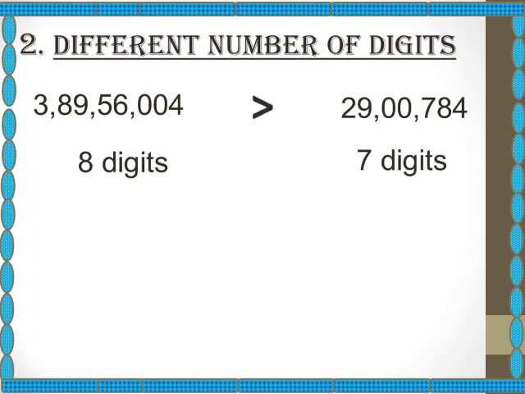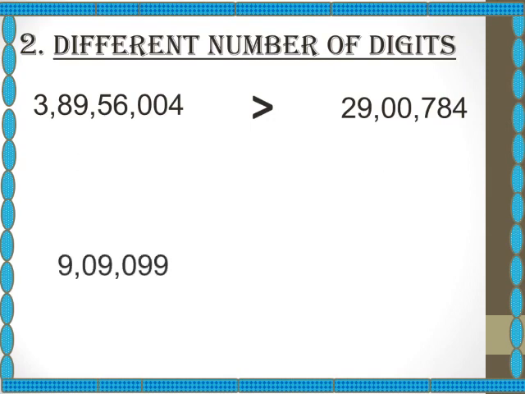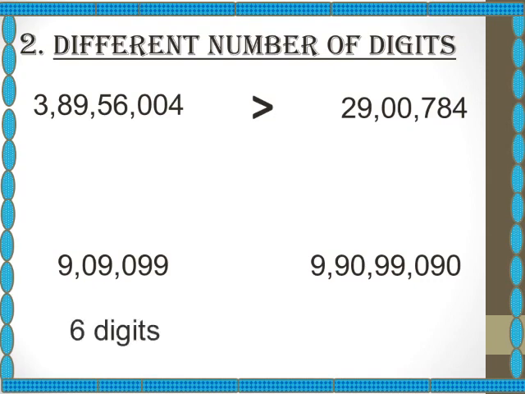Okay, now we will go on to the next number. Read this number: 9,09,099. What is the other number? 9,90,99,090. The first number has 6 digits, and the other number has 8 digits. So which number is greater? The second number is greater. So the first number is less than the second number. How do you say it? 9,09,099 is less than 9,90,99,090.